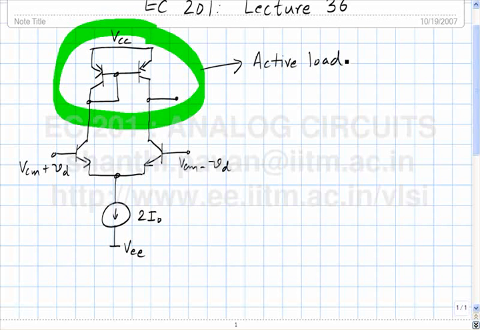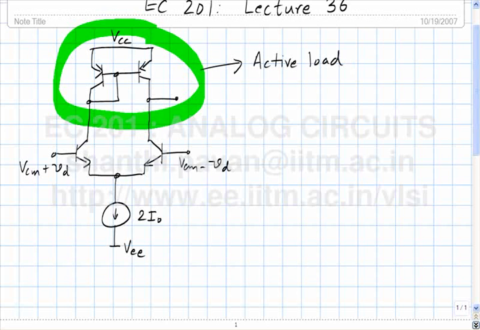The motivation in having the active load is pretty much the same motivation we had when we were discussing common source amplifiers and common emitter amplifiers, where we realized that if you have a resistive load, to get a large gain you need a very, very large supply voltage. Because if the supply voltage is small and you want to get a large gain, then you would have to increase the resistor, which would push the input devices.